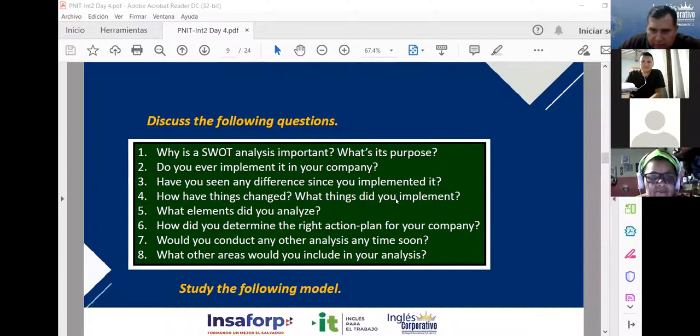Excuse me. I analyzed the question. SWOT. S is strength. The implement. W is weaknesses, right? Weaknesses, debilidades. Exactly. I analyze for the determination of the plan of my company.